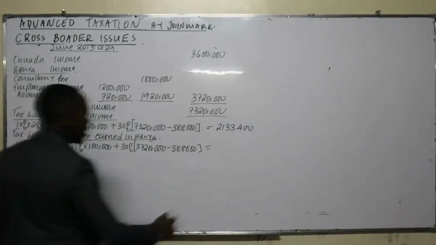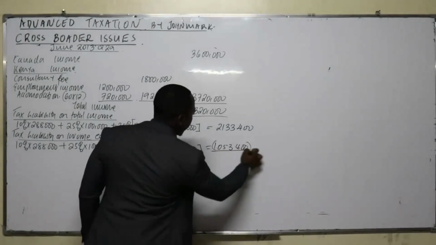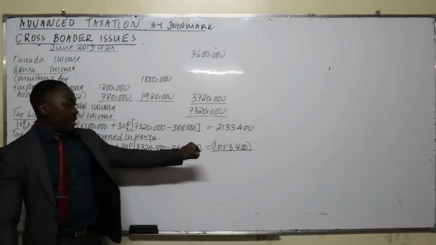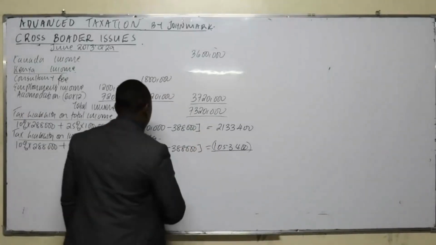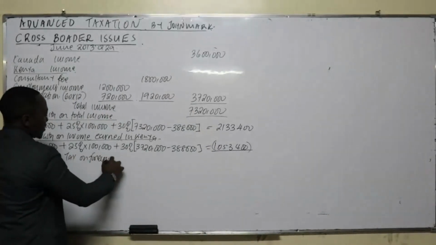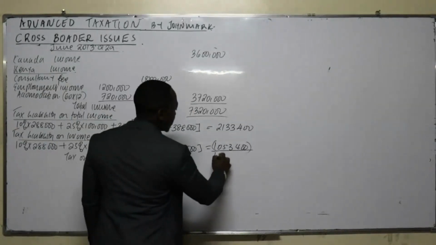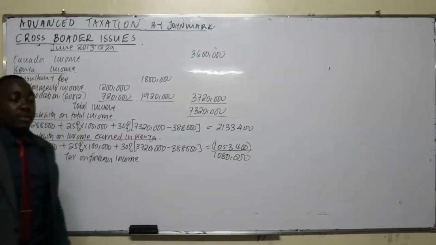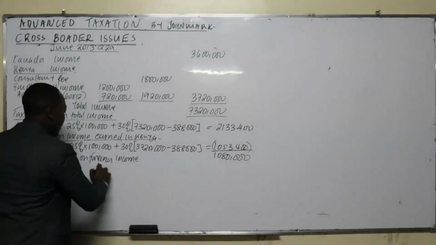Sorry? 1,053,400. Then the other step: the difference between the total tax liability and the tax on the income earned in Kenya will be deemed to be the tax on the foreign income. So how much will be the tax on foreign income? An amount of 1,080,000. To determine the double tax relief, you compare this 1,080 against the actual tax paid in Canada.